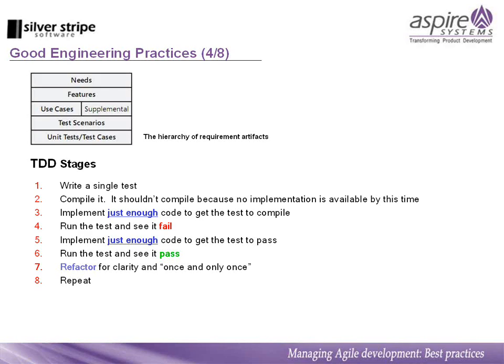And the fifth stage is implement just enough code to make sure the test is passing. Once it is passed, run the test and make sure that it is passing. And the seventh step is refactor for clarity. And then once you are done with the seven steps, you repeat the process. So this is the stages of TDD. In another way, it is red, green, and refactor. So write the test case, see it fail, make the implementation, see it pass, and then refactor the code to make it clearer and better structured.